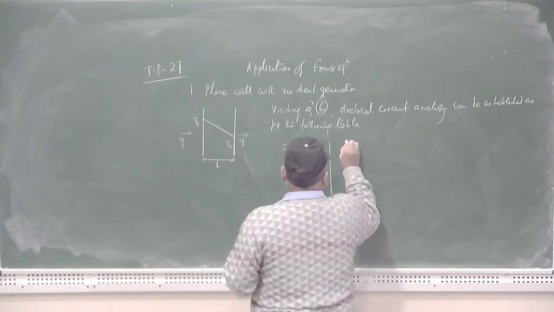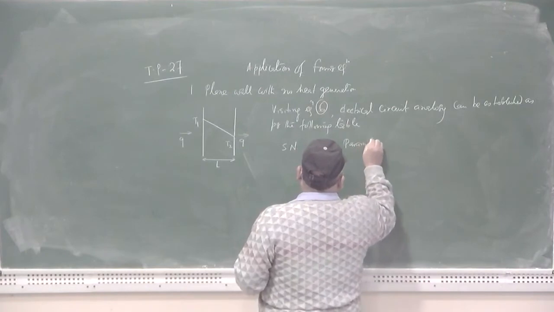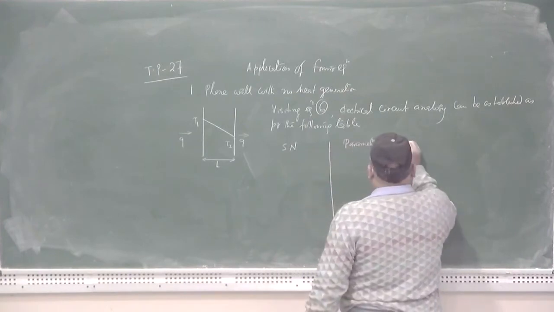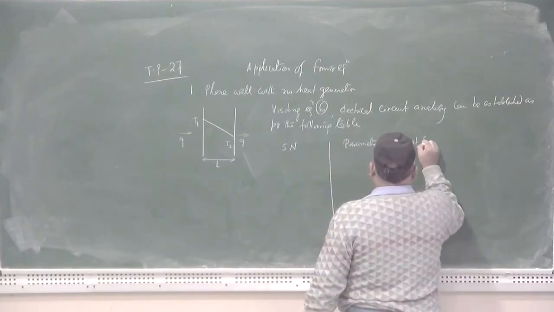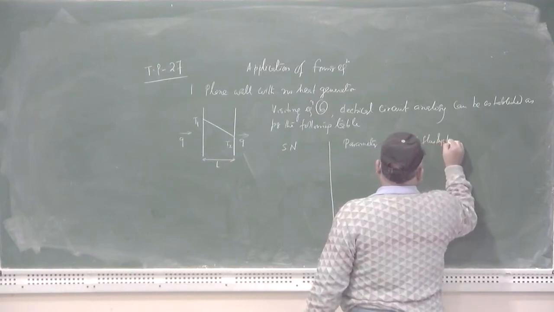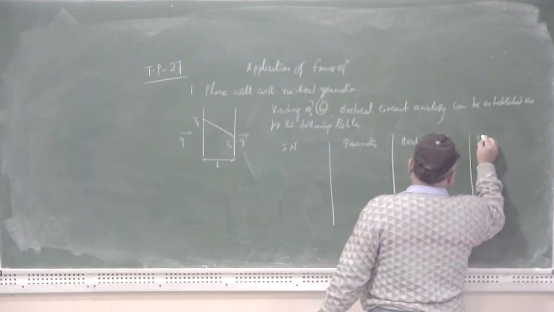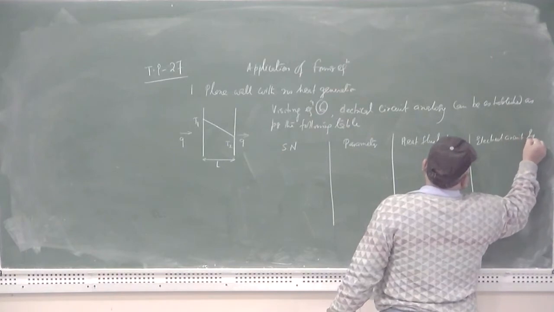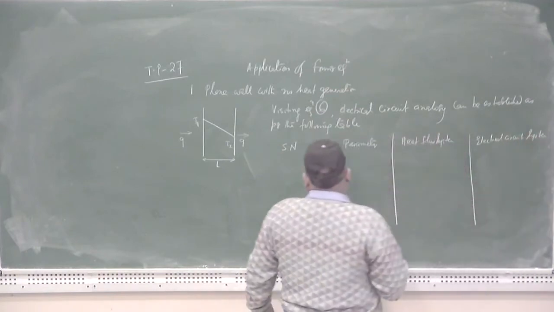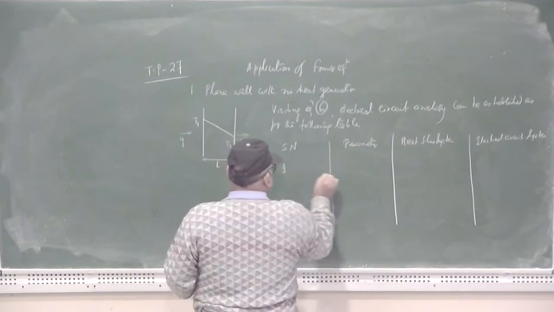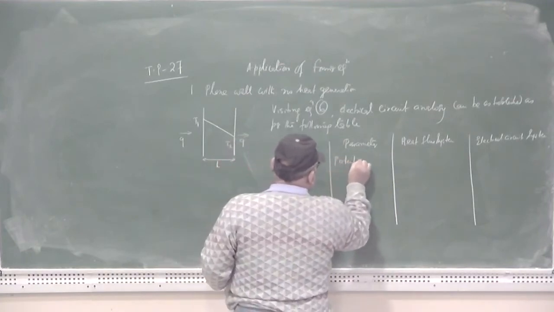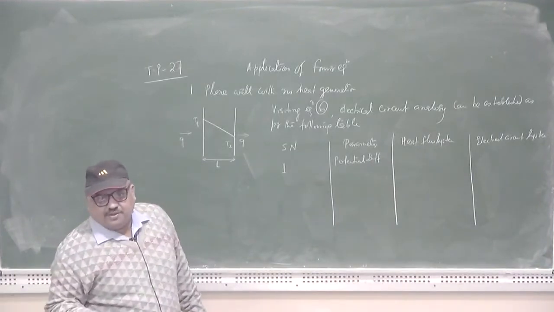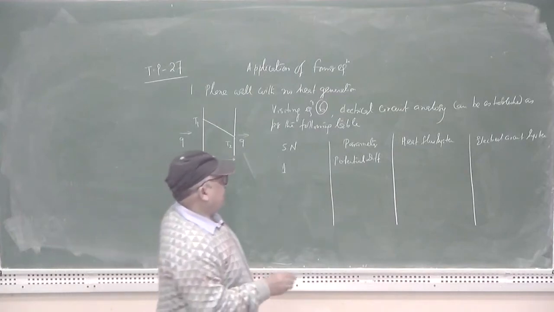Here I am putting the serial number, and in another column we are putting the parameter. This parameter is with respect to the heat flow system and the parameter with respect to the electrical circuit system. Number 1 is the first parameter, the potential difference. The value of the potential difference will be equivalent to T1 minus T2 in the heat flow system.